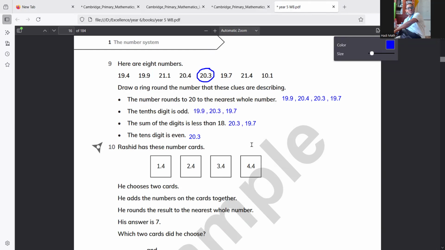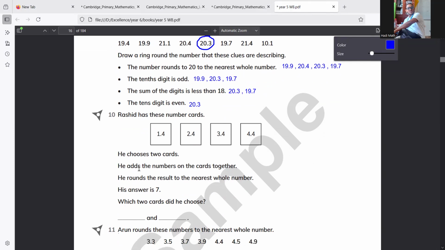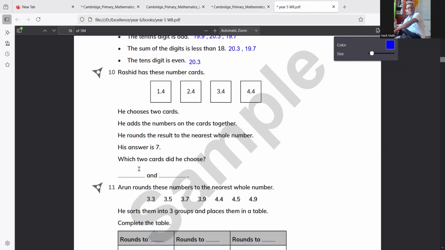Let's go to question number 10. We say Rashid has these number cards. He chooses two numbers, or two cards. He adds the numbers on the cards together. He rounds the result to the nearest whole number. And his answer is 7.